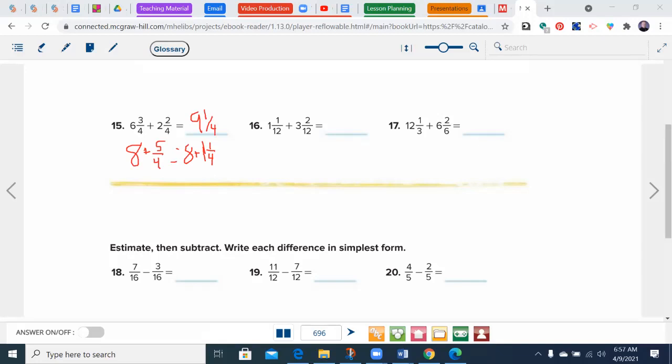So now it's 5/4. 4 went into 5 one time. The remainder is 1. The denominator is still 4. Go ahead and do number 16. Don't forget to go in lowest terms if necessary. It's very necessary. Go ahead and pause the video and I'll check your answer on the other side.